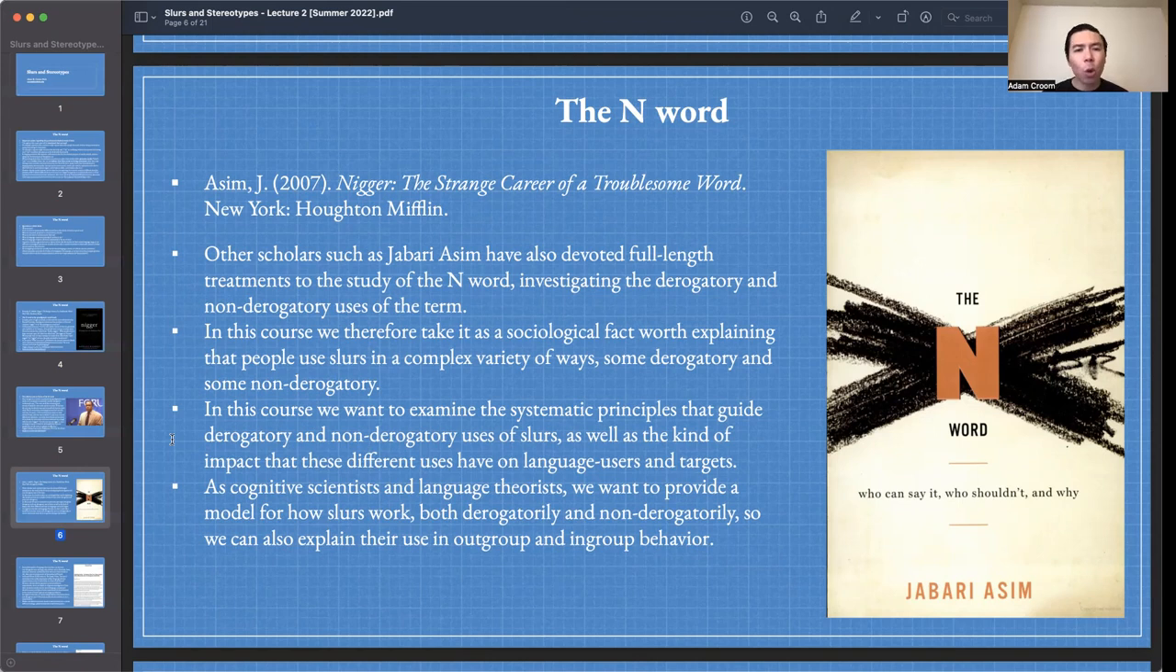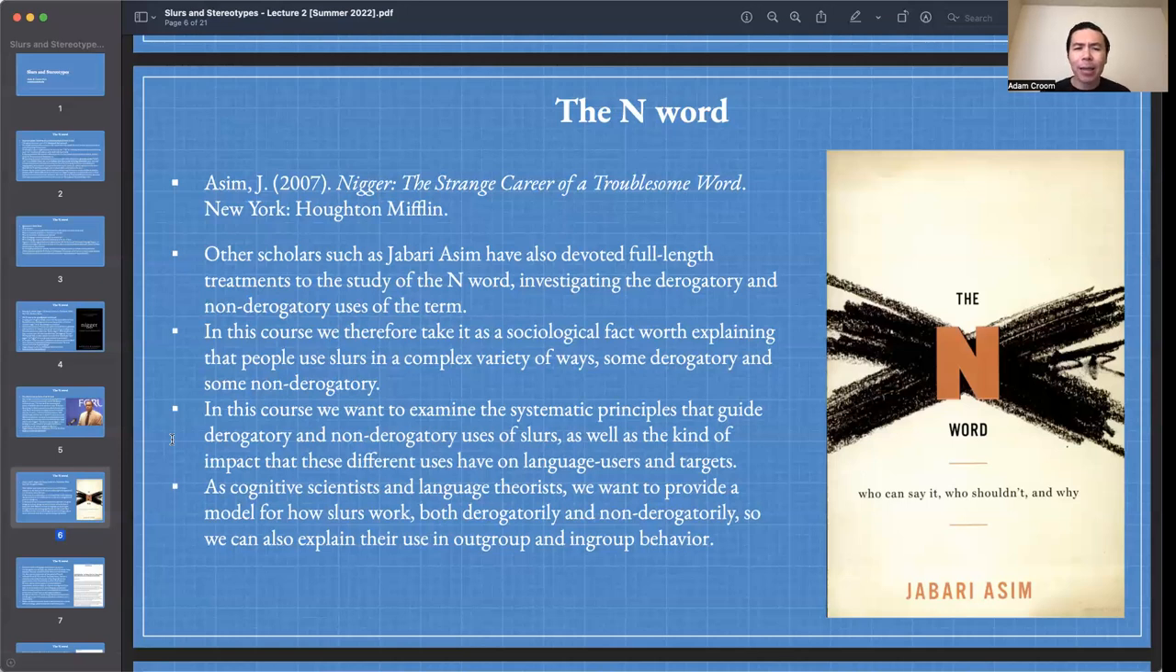So in this course, we therefore take it as a sociological fact worth explaining that people use slurs in a complex variety of ways, some derogatory and some non-derogatory. In this course, we want to examine the systematic principles that guide derogatory and non-derogatory uses of slurs, as well as the kinds of impact that these different uses have on language users and targets.